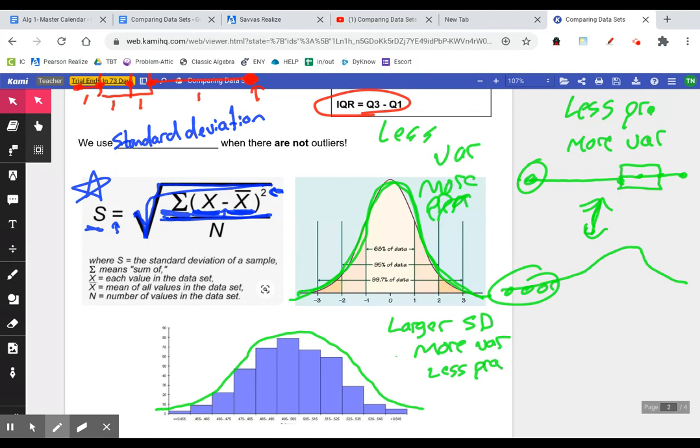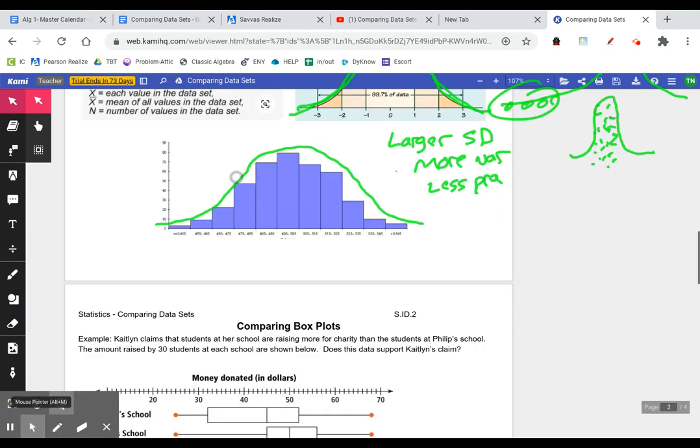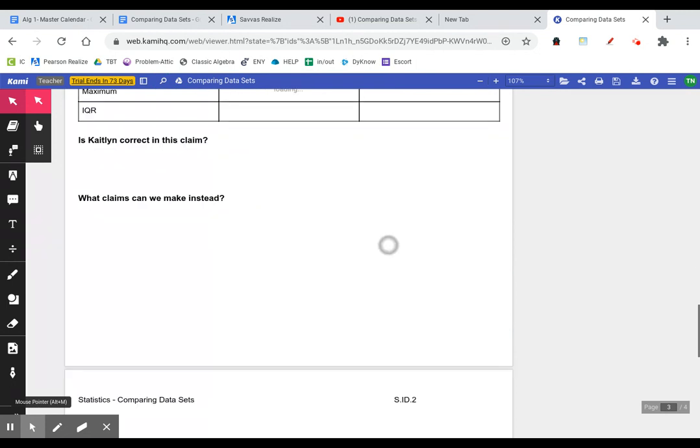Versus you can see data that's real tight and packed together, maybe even something like this, lots of data points in here. We can say, hey, it has a smaller standard deviation, it has less variability, and it has more predictability. Okay, just some things to keep in mind there. We already got a chance to look at that example.